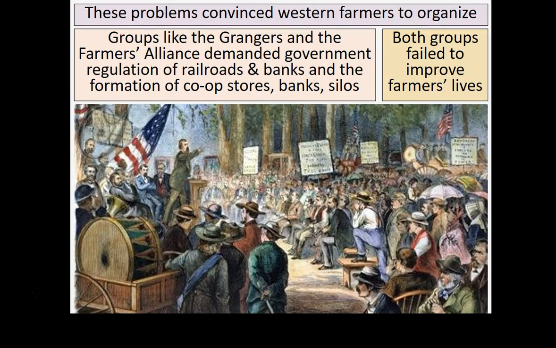All of these issues convince Western farmers to organize. Groups such as the Grangers and the Farmers Alliance demand government regulation of railroads and banks and the formation of co-op stores, banks, and silos. Unfortunately, the efforts of these groups fail to improve the lives of farmers, but lead to some better things as we move forward.